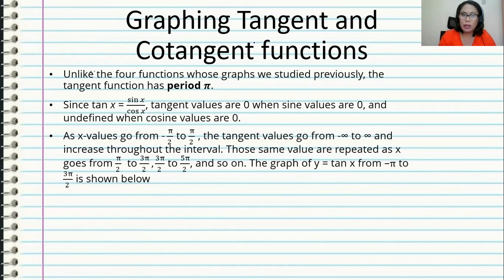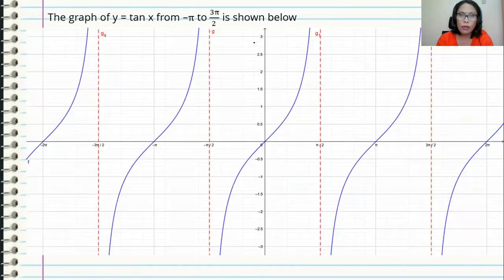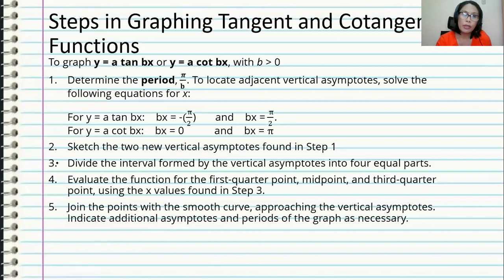As you can see here, although I'm going to discuss the step-by-step procedure for how we sketch the graph of tangent and cotangent functions, just to give you an overview, that will be the graph of y equals tangent x. This is from negative pi until 3 pi over 2. So it keeps on repeating only after one period.